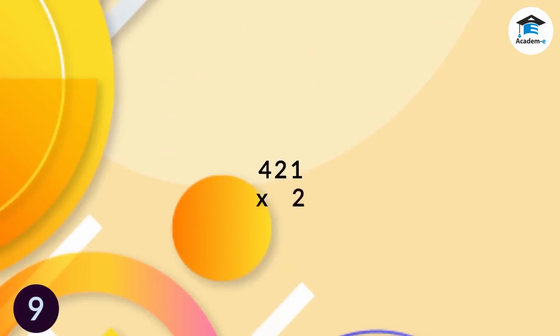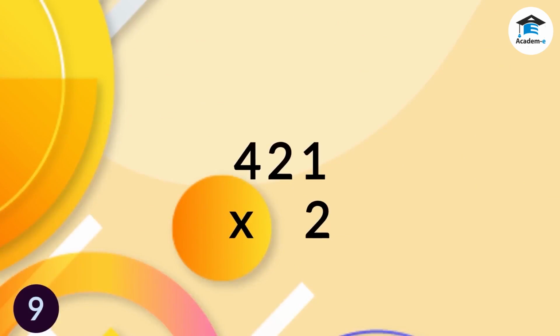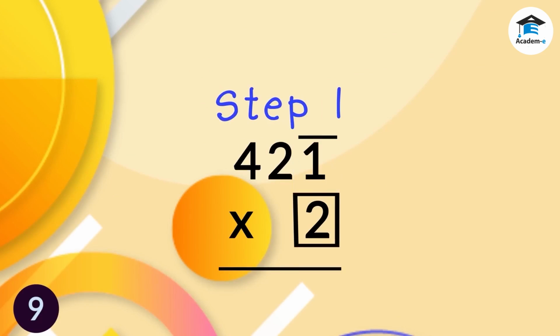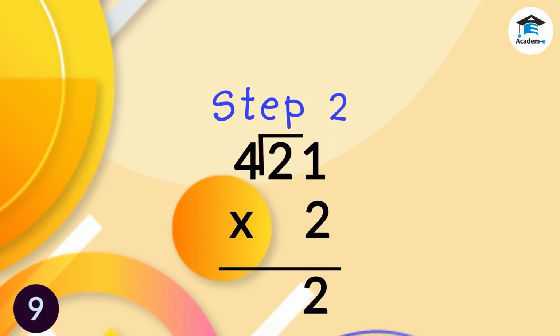Let's have the first example in multiplying 3-digit numbers without regrouping. Let's find the product of 421 and 2. Step 1. Multiply the ones by 2. 1 times 2 is equal to 2. Step 2. Multiply the tens by 2. 2 times 2 is equal to 4. Step 3. Multiply the hundreds by 2. 4 times 2 is equal to 8. The product of 421 and 2 is 842.